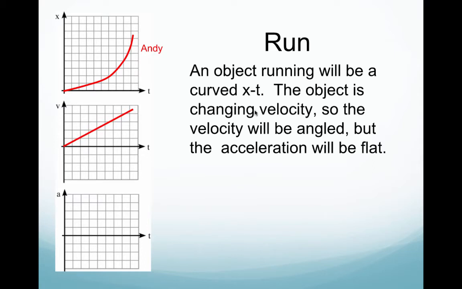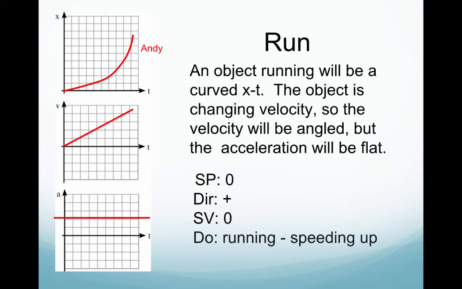Notice if you put your handy dandy slopometer, lining it up here, it starts at 0, and here is a high positive. So we draw 0 to positive. His AT would be positive because this line angles up from left to right, being a positive slope. The identifying factors: Andy started at a position of 0. He went in a positive direction. His starting velocity was 0, and he is running, speeding up.